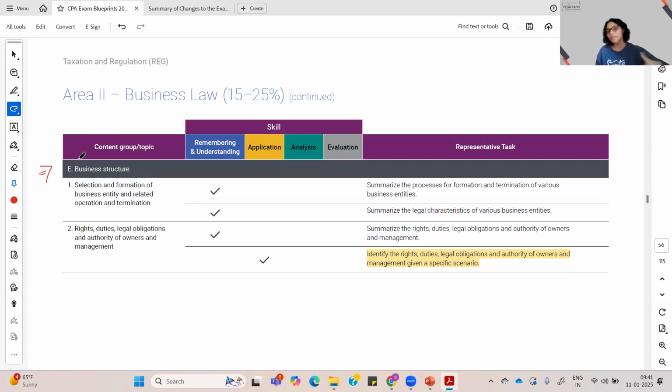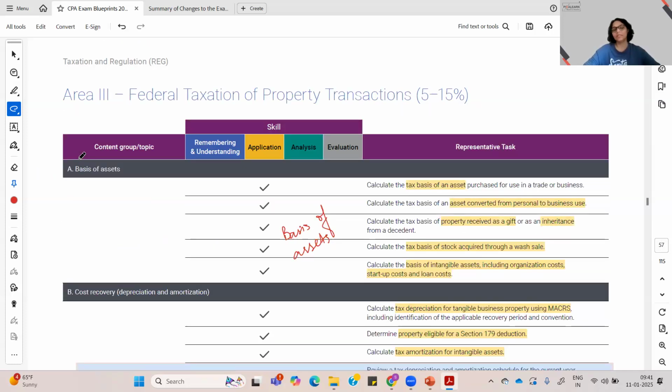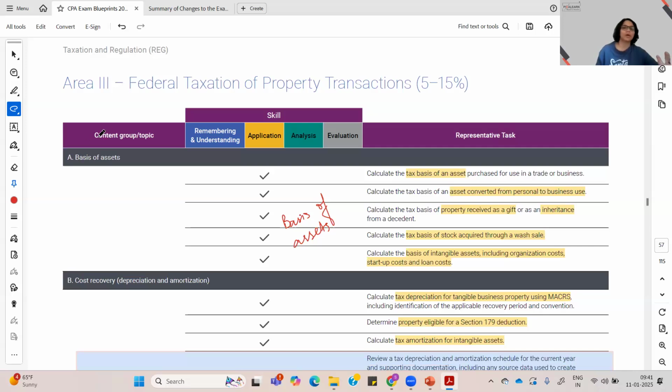So all of these areas, in order to ensure coverage, you will definitely have questions on these, but more on the MCQ side than the sim side. Then we go to property taxation. We are not going to start with property taxation. We're going to start with 1040, which is individual taxation, then go to property, and then go to entity taxation.